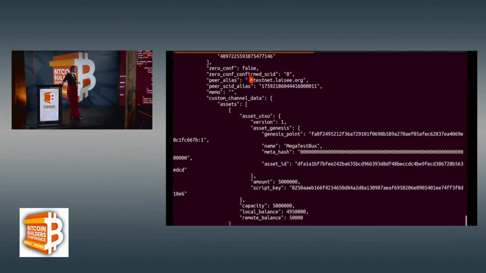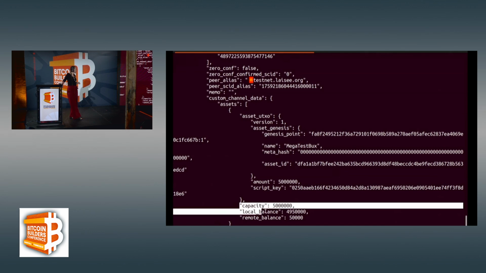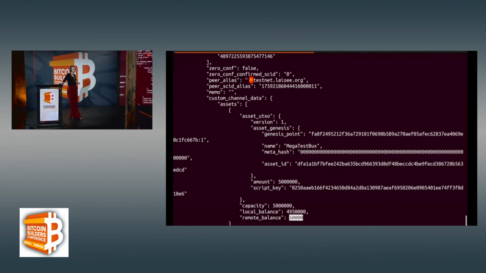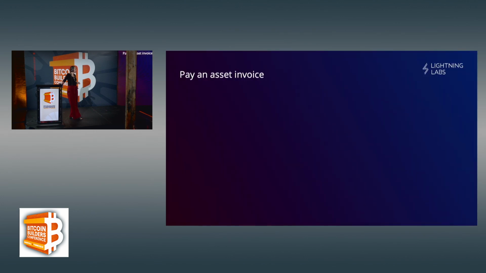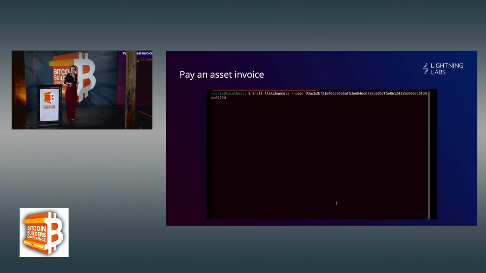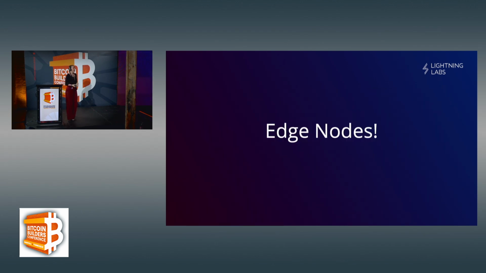We're going to go back and look at the channel balance, and we can see that Leo now has 50,000 mega test bucks, right? So we're able to update our asset channel balance. So very cool stuff. All right. Now we paid that invoice. Cool. All right. So let's talk about the edge node.